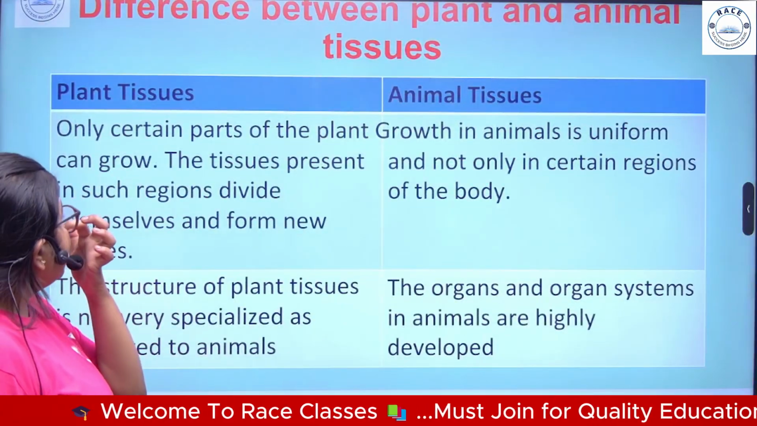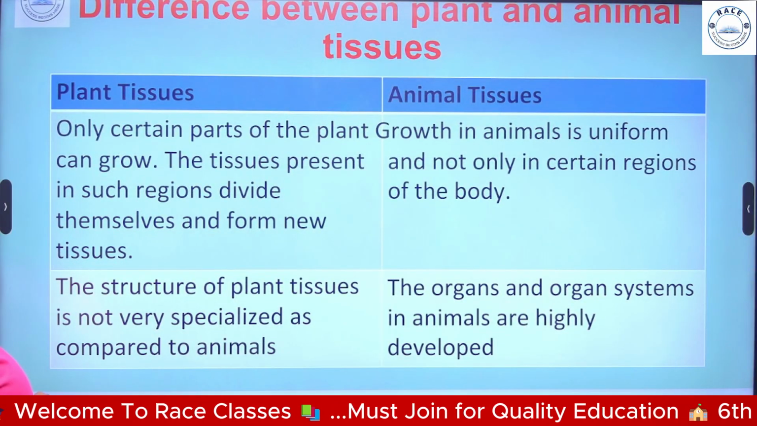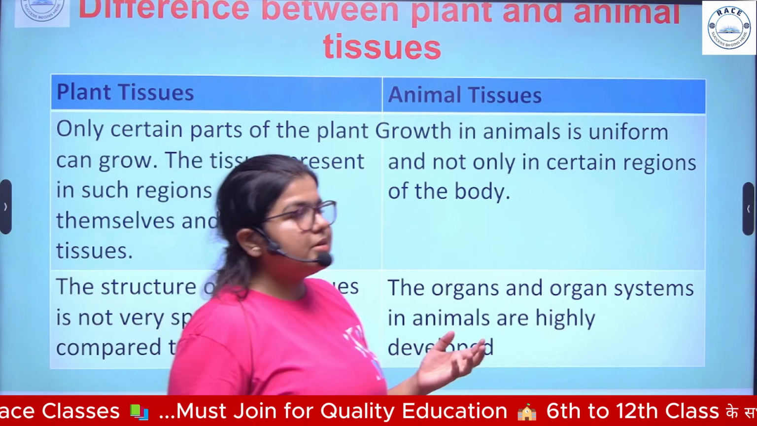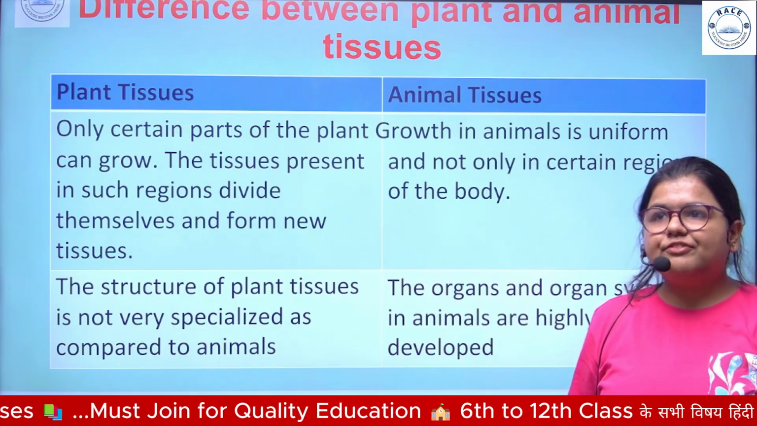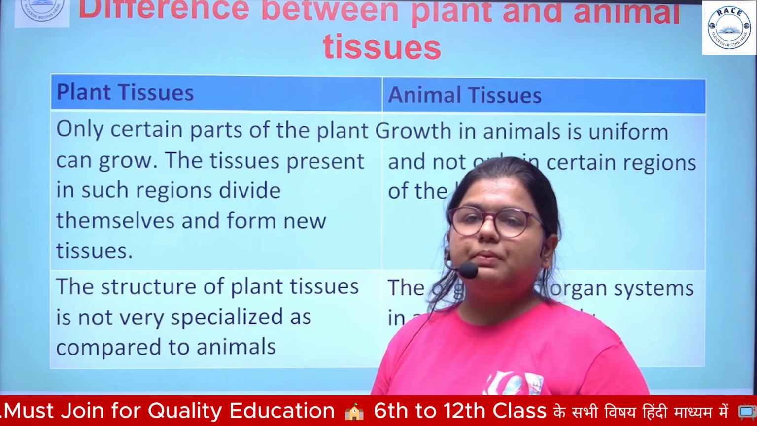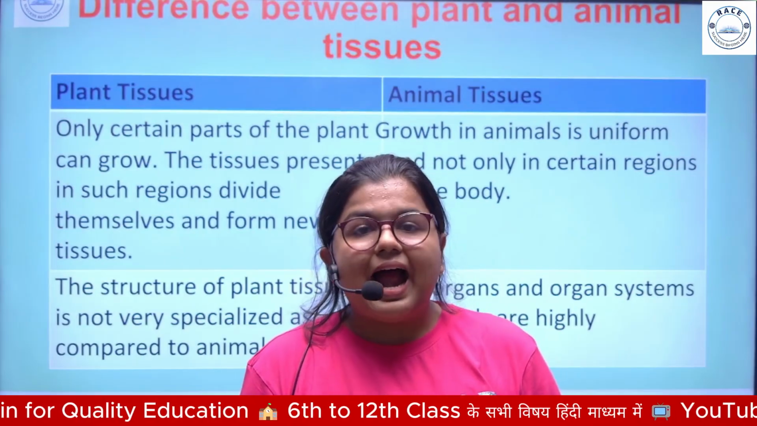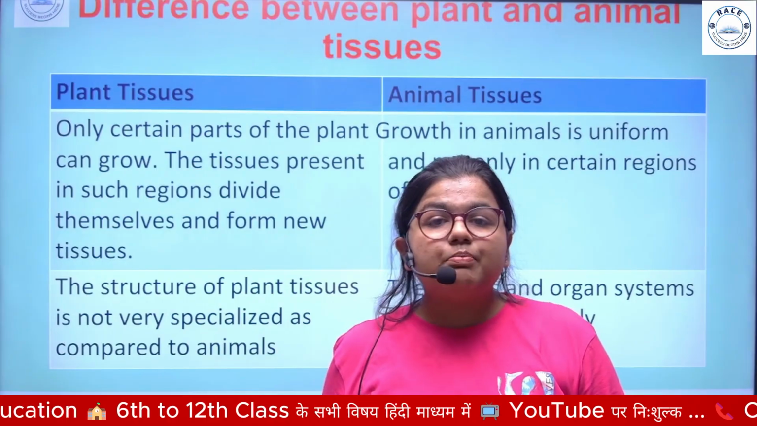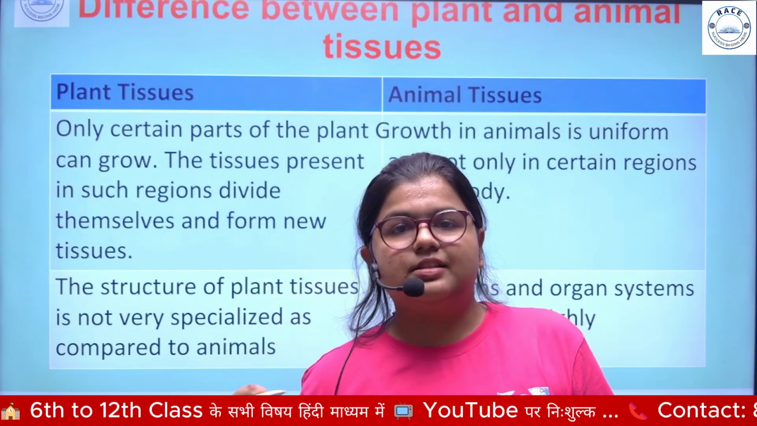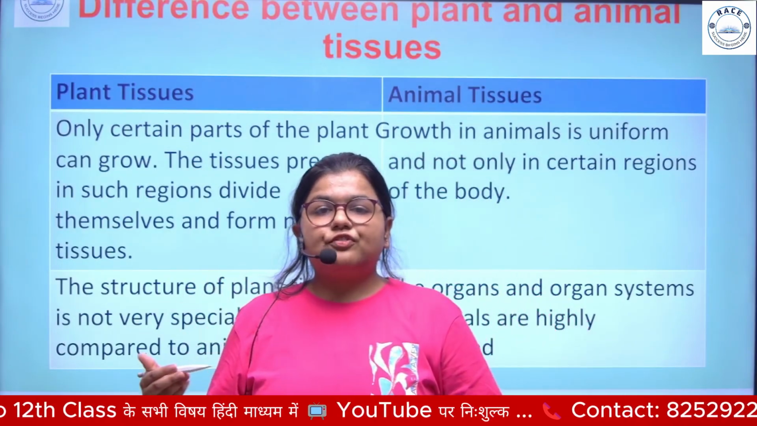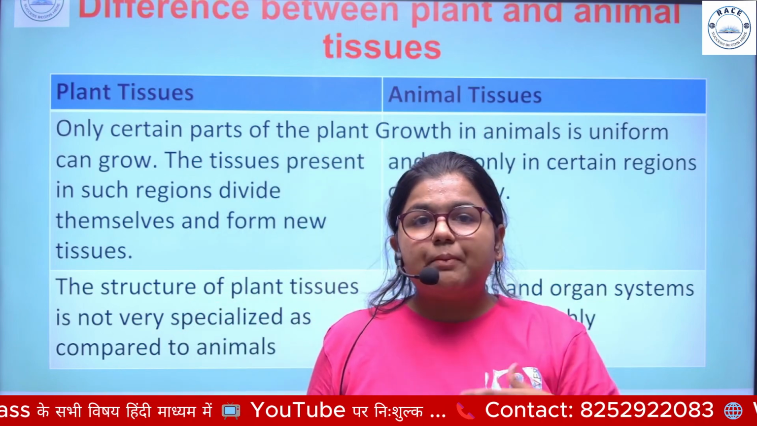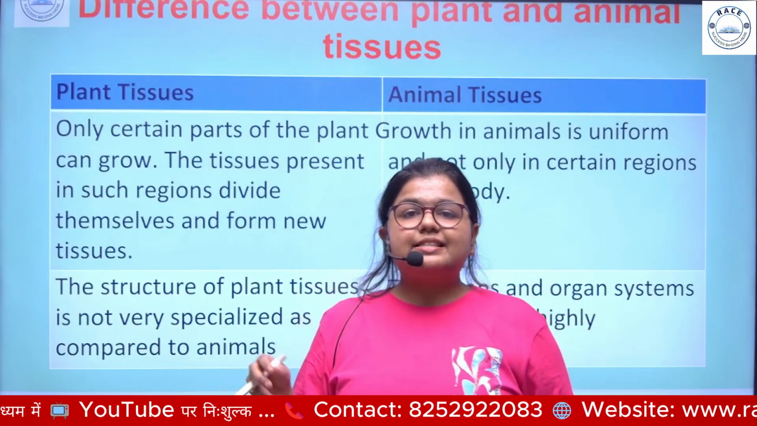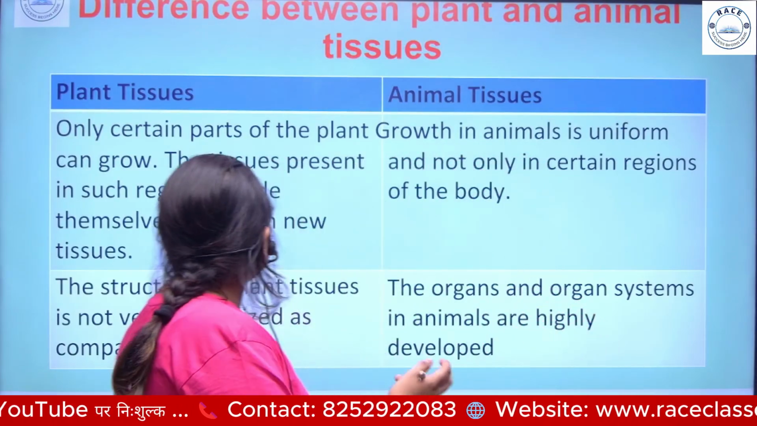Now, in plant tissues, only certain parts of the plant can grow. The tissues present in such regions divide themselves and form new tissues. But in animals, the growth is uniform. It is not very usual to see people whose growth is not uniform. And if that happens, if a person's growth in their body is not uniform, that means they have some kind of disorder, right? If the length of a human increases very abnormally, then it is known as gigantism. So these things are diseases, right?